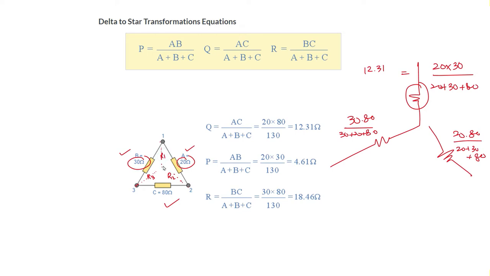So R1 is our P. P is equal to AB divided by A plus B plus C, where A is 20 and B is 30. So this is our RA, this is our RB, this is our RC. Okay, so we have calculated it like this.